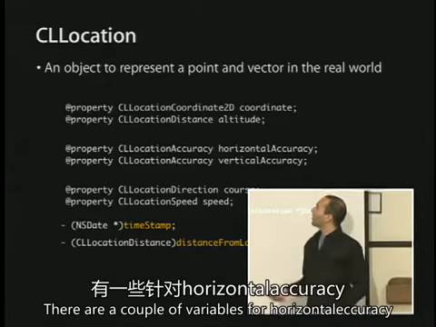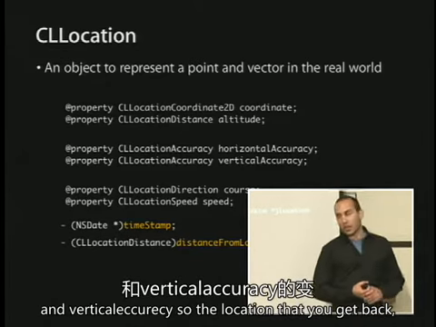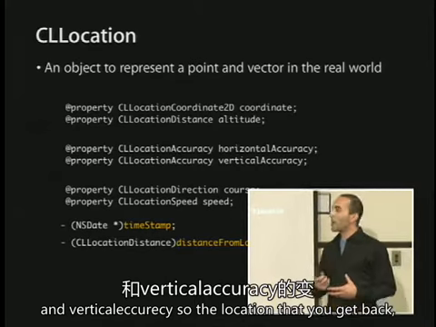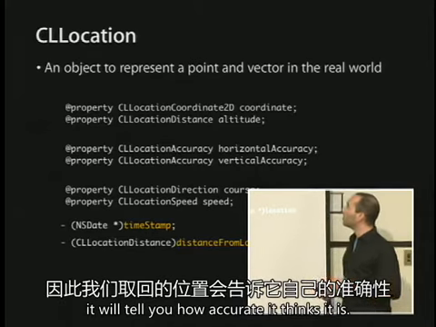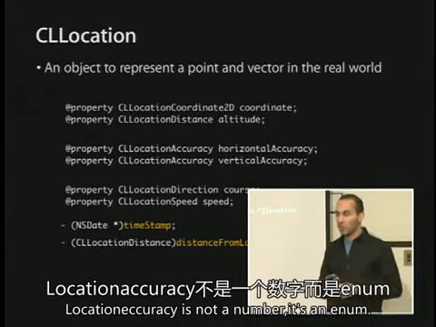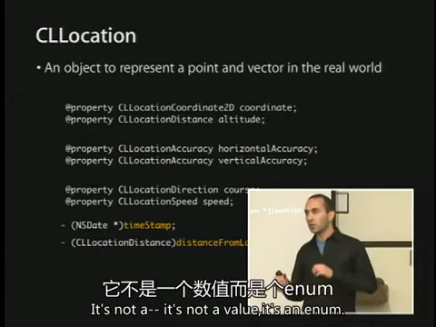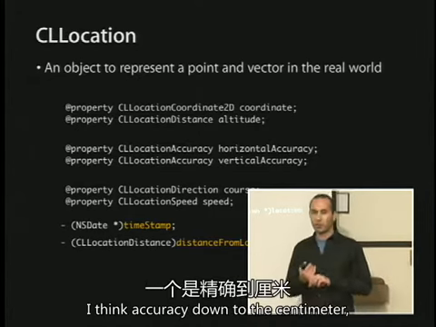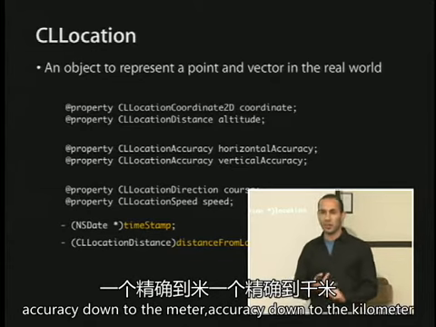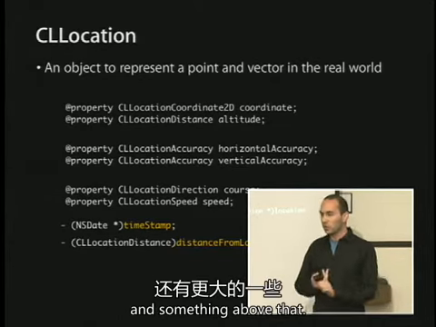There are a couple of variables for horizontal accuracy and vertical accuracy. So the location that you get back, it'll tell you how accurate it thinks it is. Location accuracy is not a number, it's an enum. It's not a value, it's an enum. So it's an enum that gives you a few different types. I think accuracy down to the centimeter, accuracy down to the meter, accuracy down to the kilometer, and something above that.